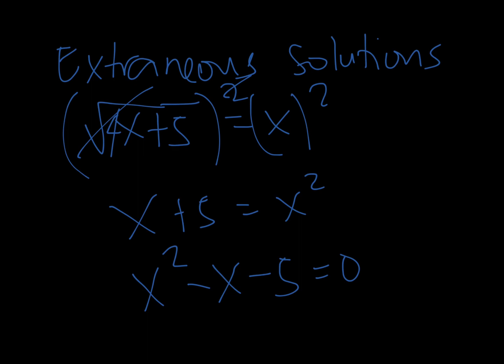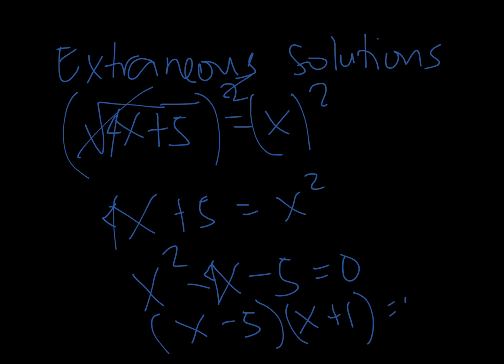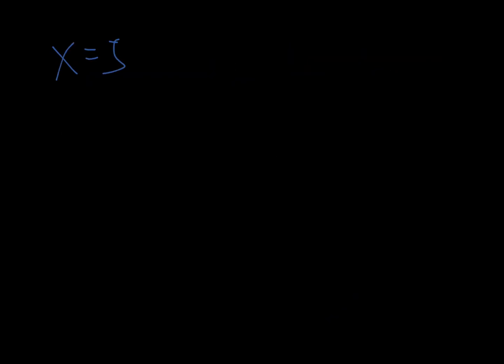Then after that, apply factoring. So x minus 5, then x plus 1 is equal to 0. So our x is equal to 5 and the other x is equal to negative 1. So those are the values of our x.